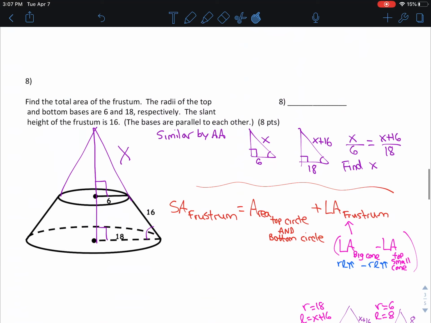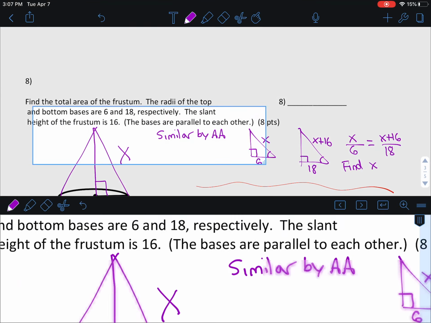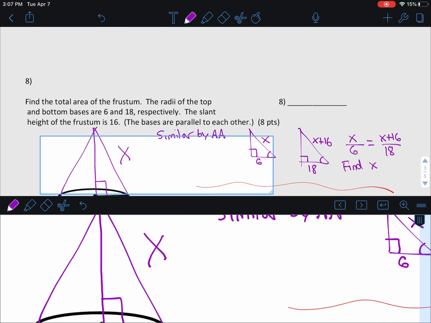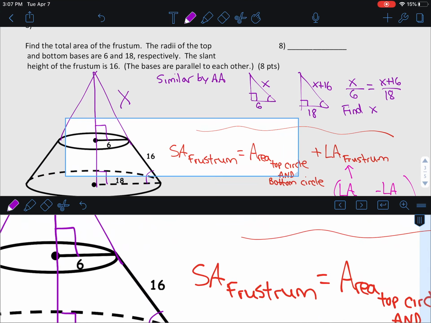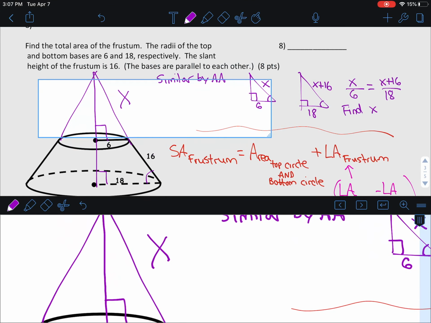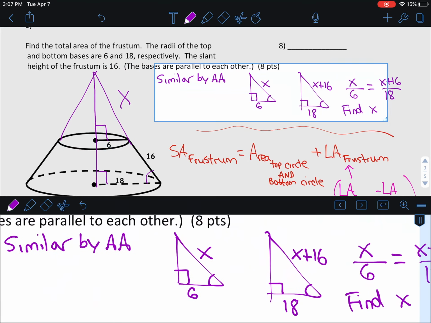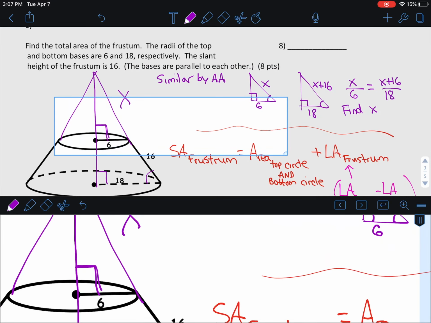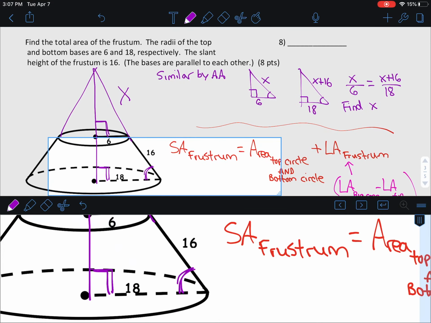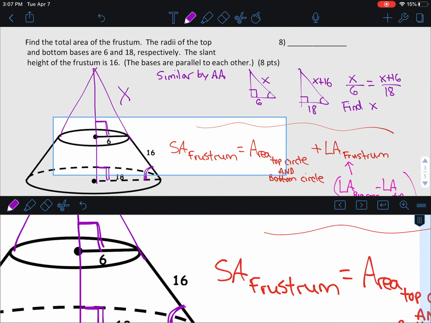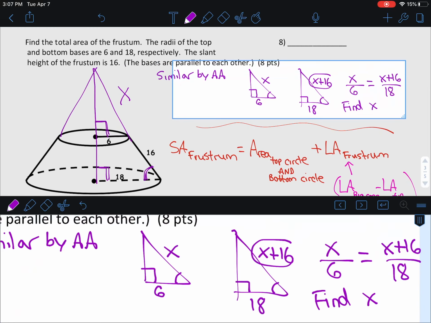A lot of you guys were giving me 16 right here for X. 16 is not X because I think you were thinking it was bisected or something. That's not true. What you need to see is there's similar triangles here, and they're similar by angle because you have the right angle here, and then you have this angle here. They're overlapping, by the way. This is X plus 16.